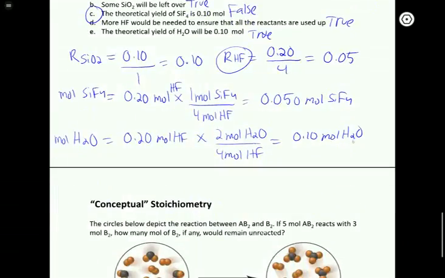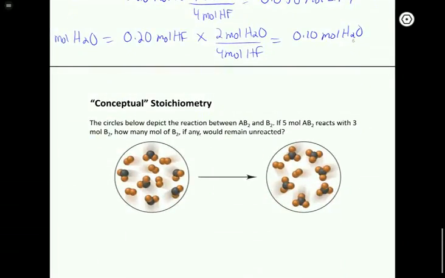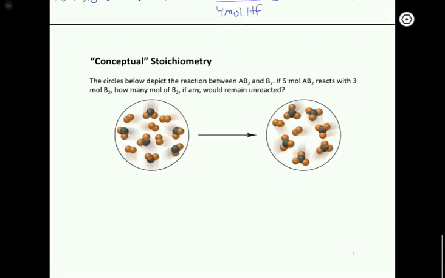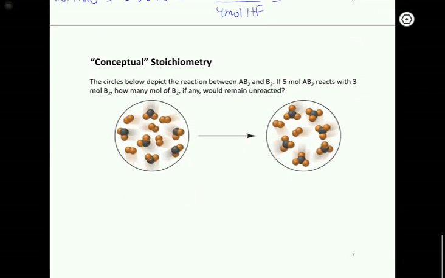Alright, and then finally one more sort of conceptual stoichiometry problem. And I think part of the difficulty here was just formulating a balanced reaction. So the circles below depict a reaction between AB2 and B2. If 5 moles of AB2 reacts with 3 moles of B2, how many moles of B2, if any, would remain unreacted? Alright, so there's a lot going on here.